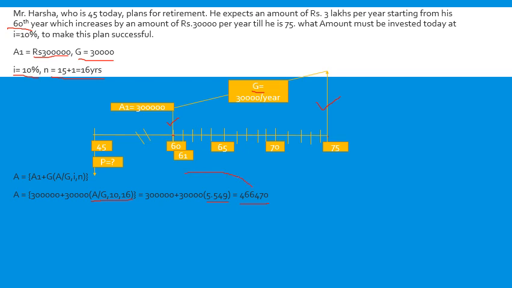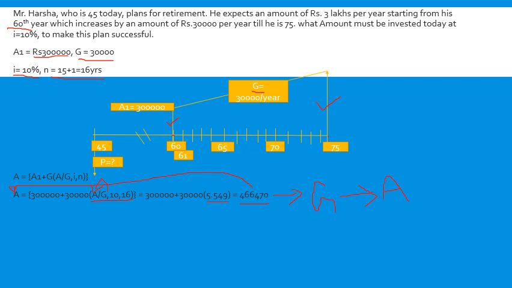What is this 4,66,470? That is nothing but A. That means uniform series of payments. What does this step do? This step converts G, gradient factor, into uniform series of payments A. That's how I used the term A by G. That means converting G into A. This is only half done.